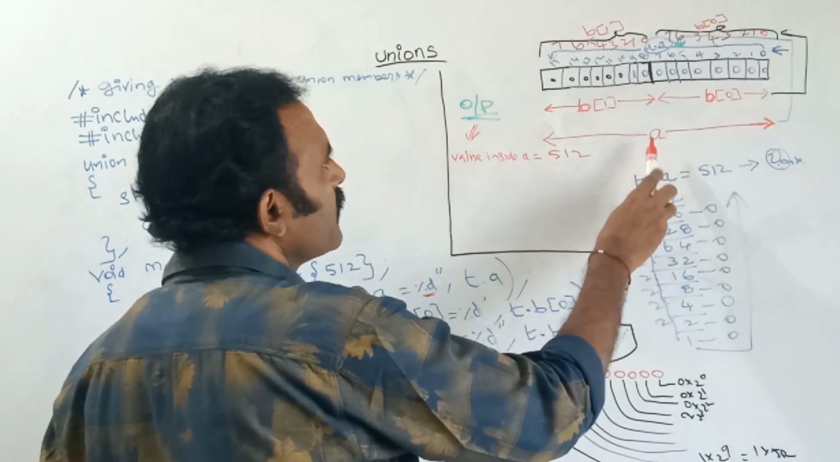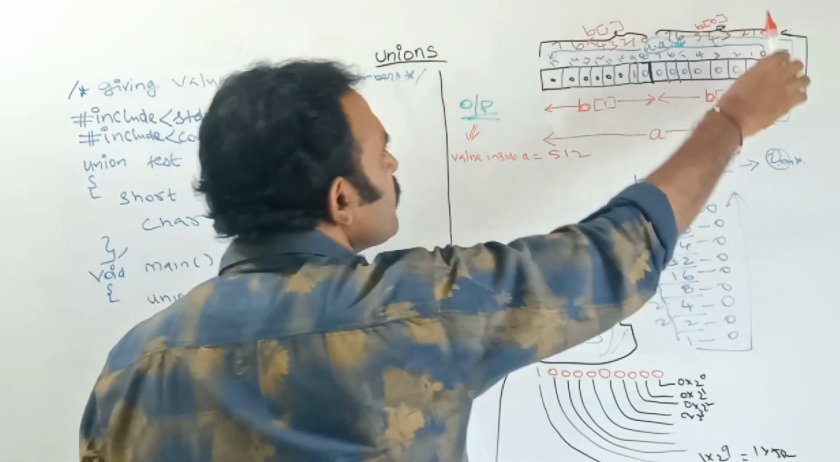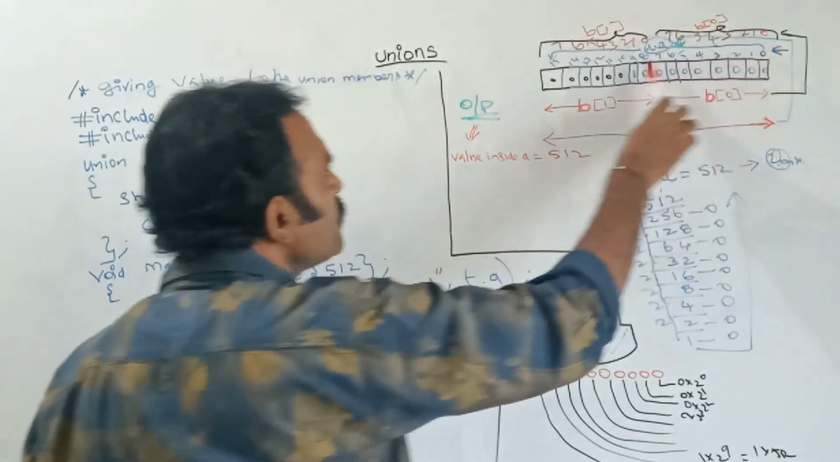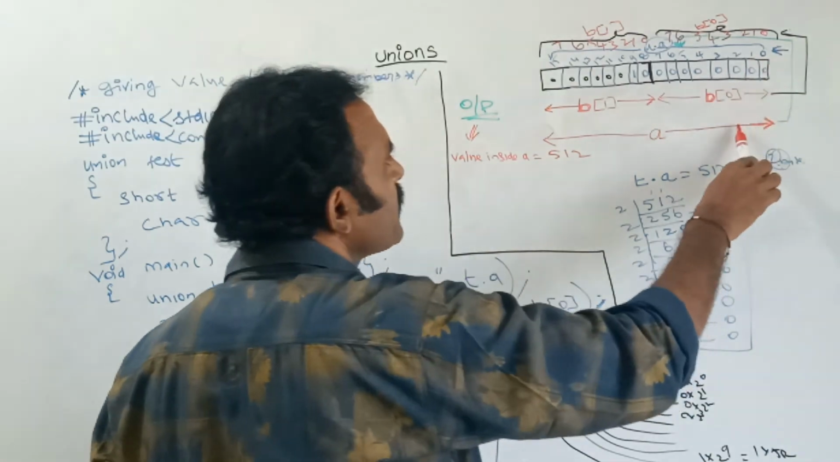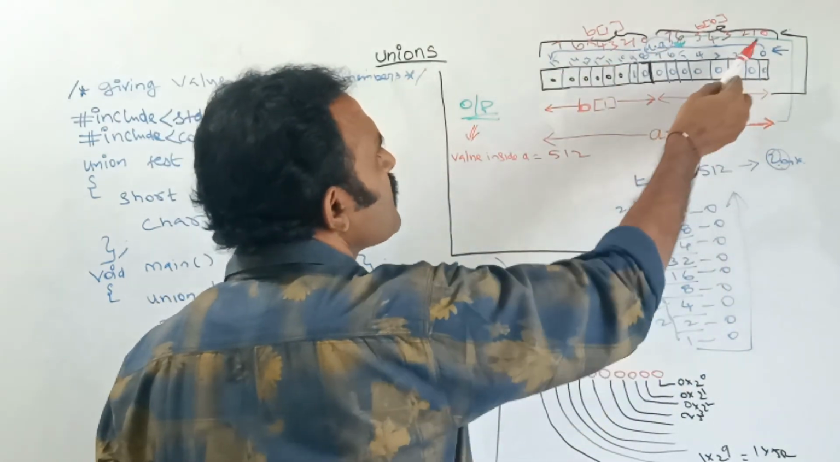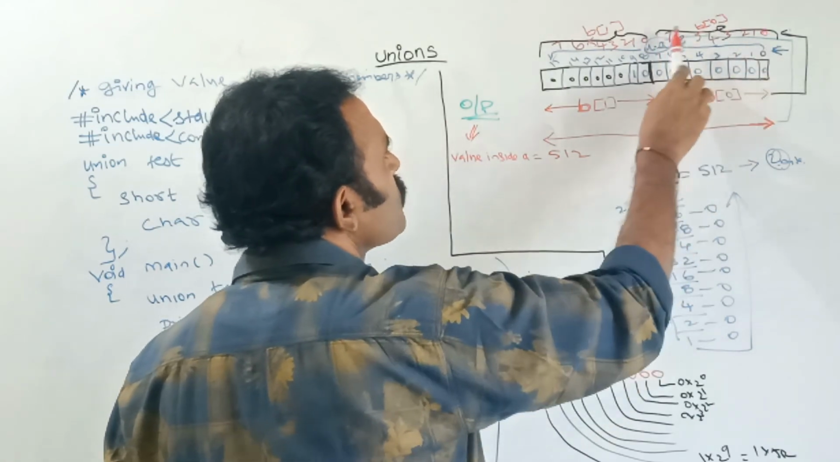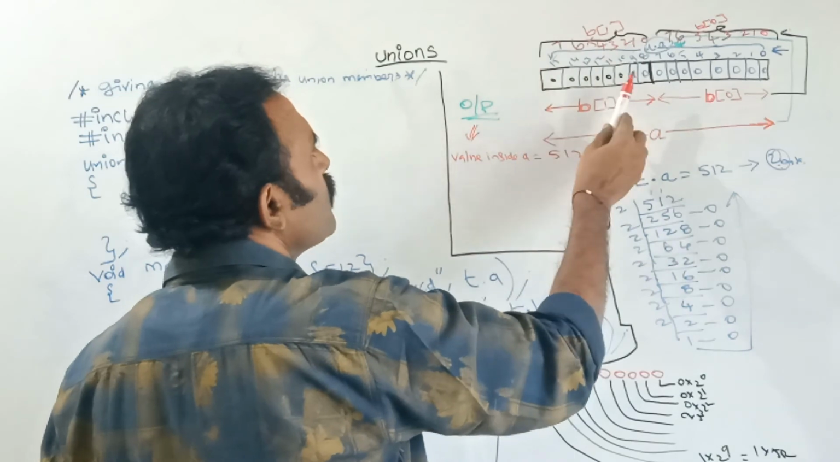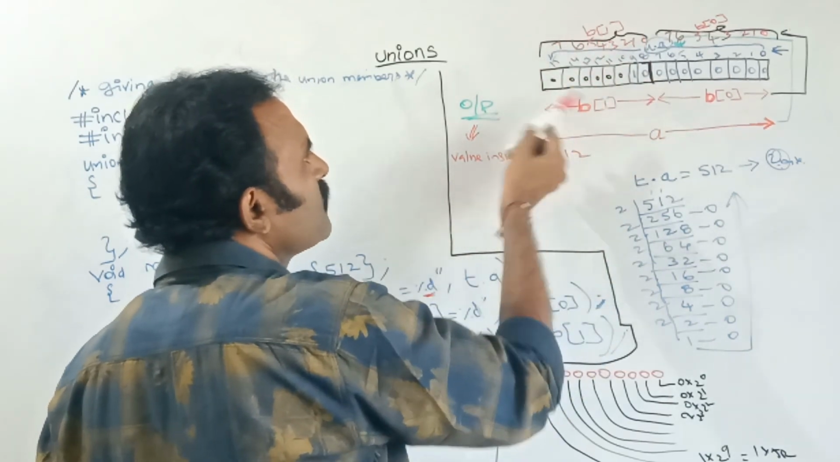For A, as it is an integer, the default size is 2 bytes. It starts from 0 to 15. These total 16 bits are used for A. But for B, among these 16 bits, the first 8 bits are allocated for B of 0th position, that is 0 to 7. The second byte, that is 8 bits 0 to 7, is allocated for B of 1.